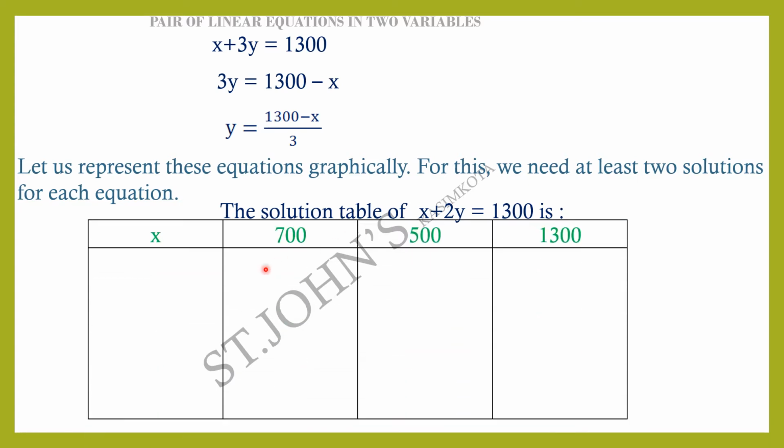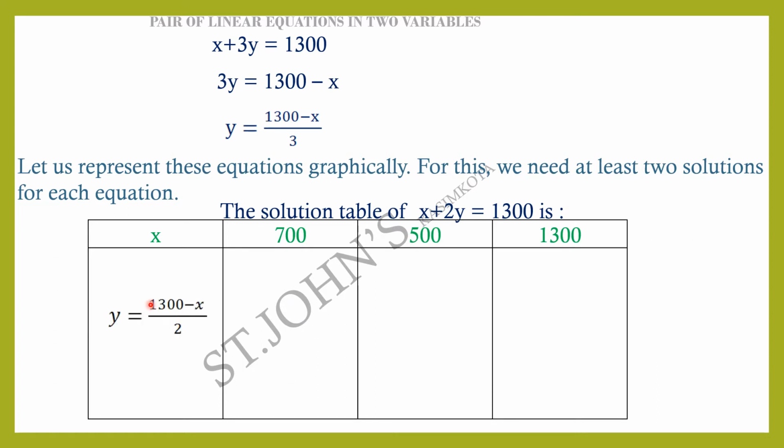First of all, I have to take the x value. Already x plus 2y equals 1300, so we have to take values in hundreds. So 700, 500, 1300, 1200, 600. At your wish you can take any 3 or more values. Now x equals 700 is one value, the second value 500, and 1300. Now we have to find the y value. So x plus 2y equals 1300. Then what is the value of y? y equals (1300 minus x) by 2. Now you have to write the y value also.